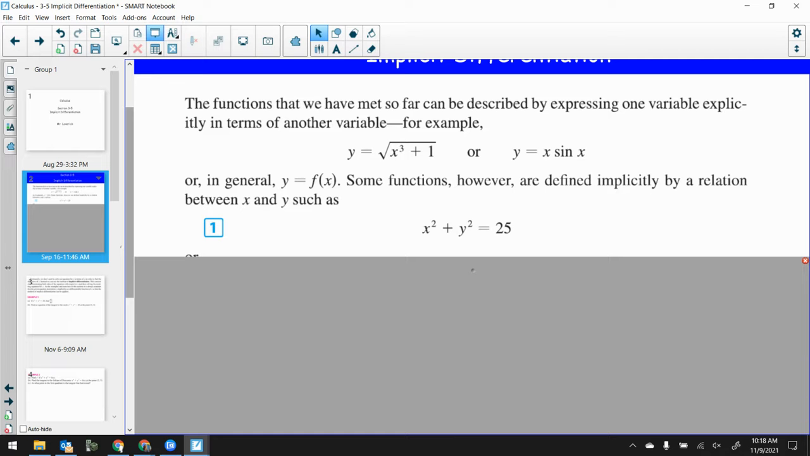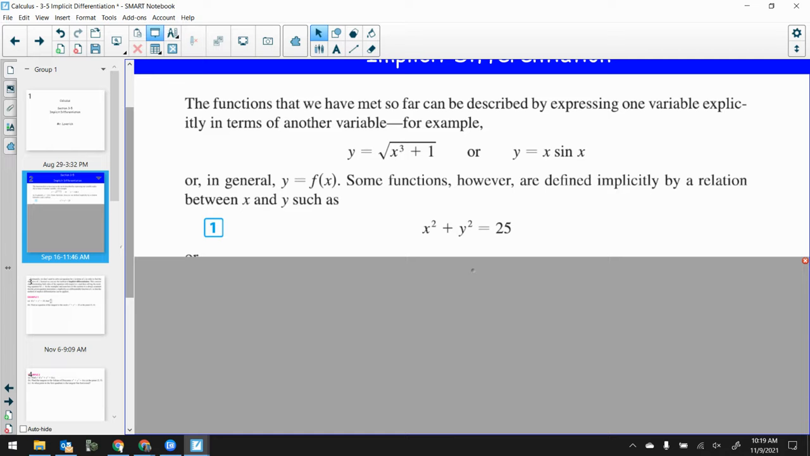Now, this is not even a function, is it? If it's a circle with radius 5, centered at the origin, that's not even a function. That does not even pass the vertical line test, okay? So calling it a function is not really using the correct notation there. It's not even a function, so how do we even find the derivative of it?